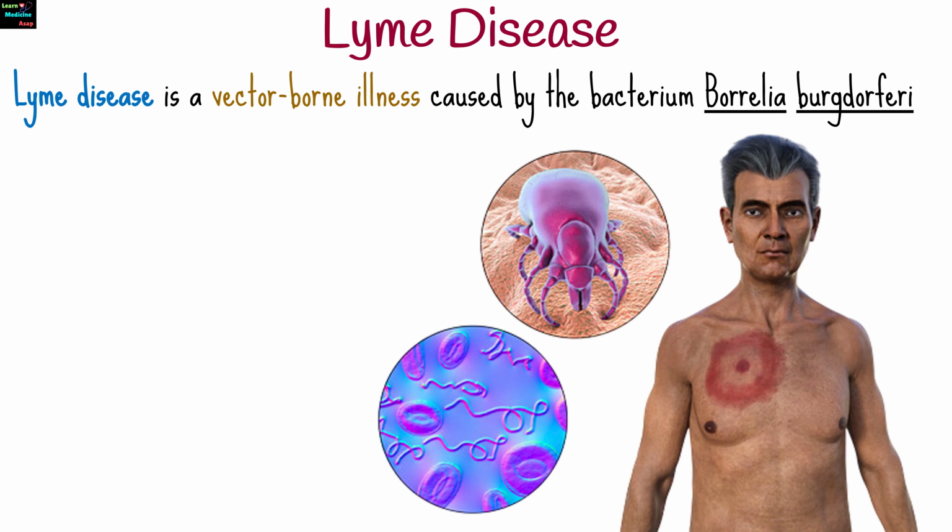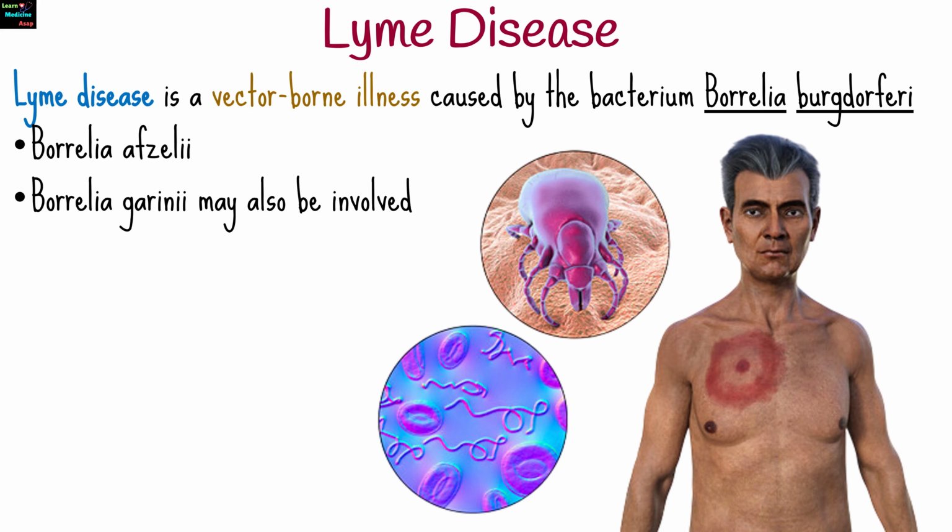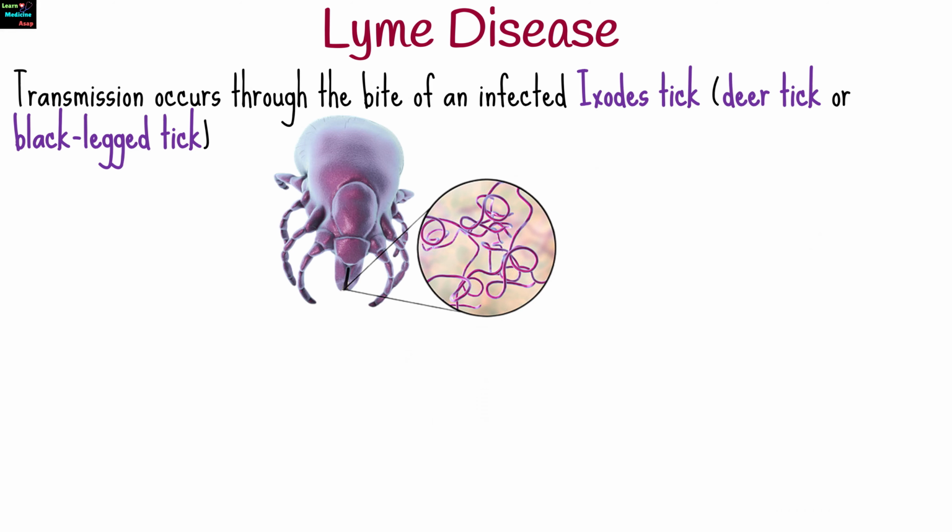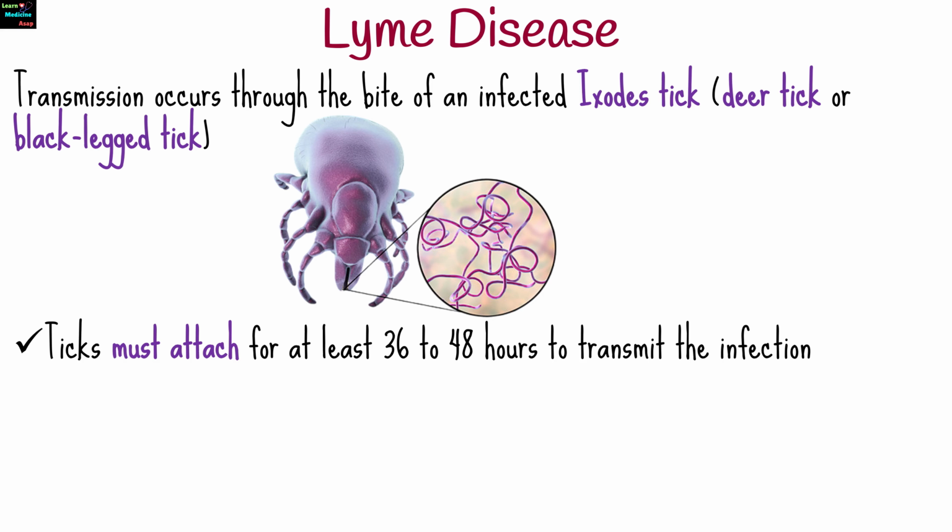Lyme disease is a vector-borne illness caused by the bacterium Borrelia burgdorferi. In Europe and Asia, other strains such as Borrelia afzelii and Borrelia garinii may also be involved. Transmission occurs through the bite of an infected Ixodes tick, commonly known as the deer tick or black-legged tick. These ticks must typically remain attached to the host for at least 36 to 48 hours to transmit the infection.